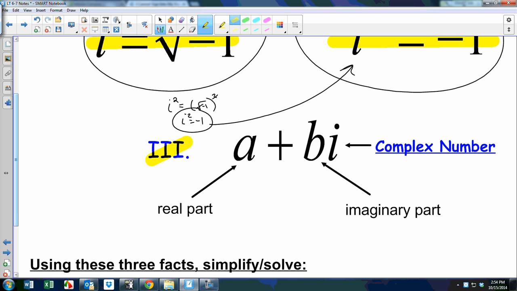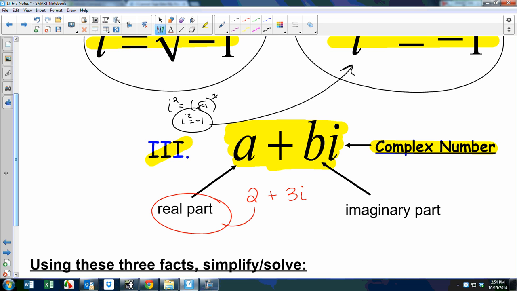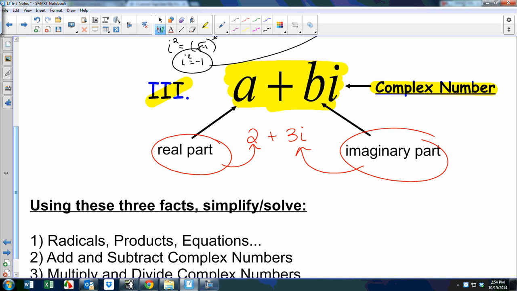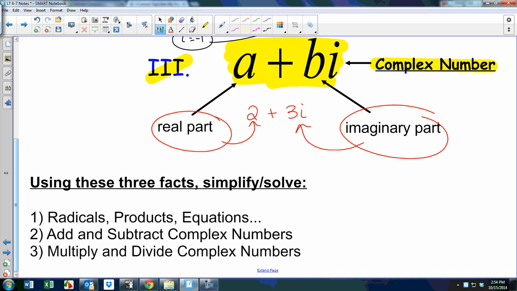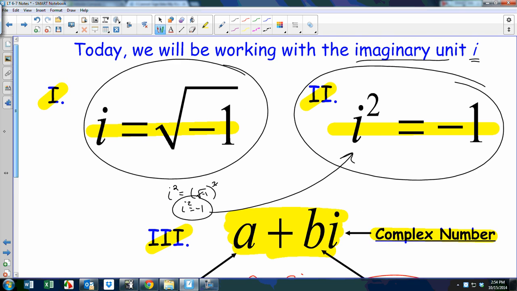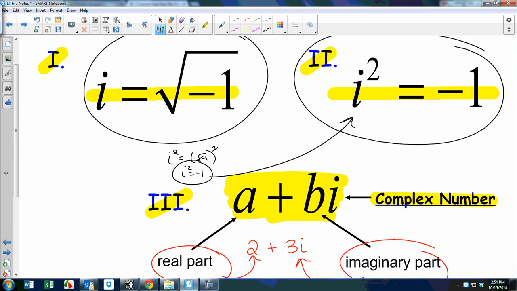And then the third fact: a complex number is anything in the form a plus bi. So for example, 2 plus 3i is a complex number. It has a real part, 2, and it has an imaginary part, 3i. All right, so now using these, we will simplify and solve radicals, products, equations, add and subtract, multiply and divide. We're going to do a lot of things algebraically to numbers involving these negative square roots and involving i.